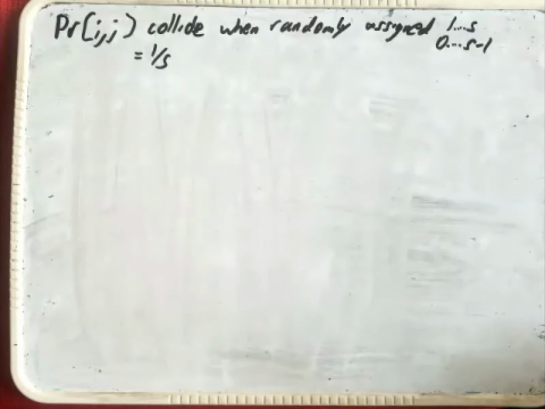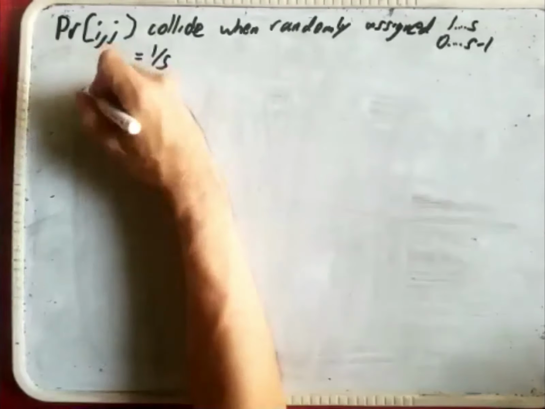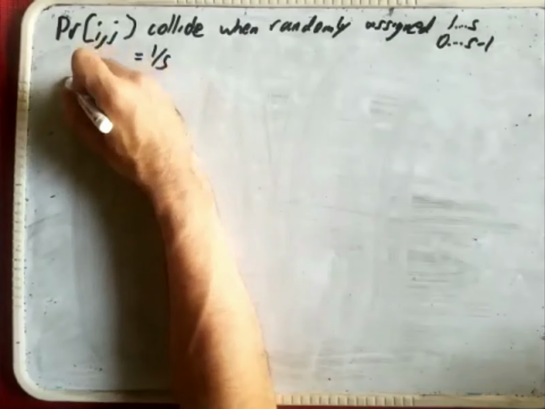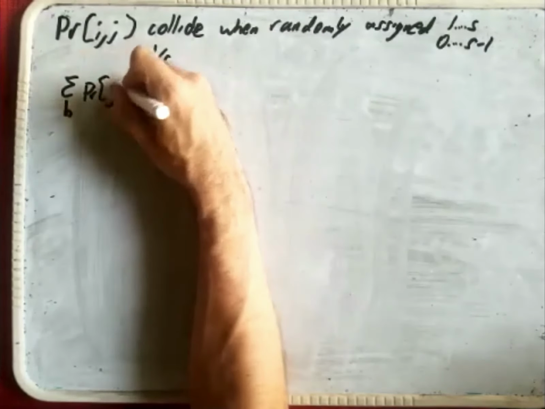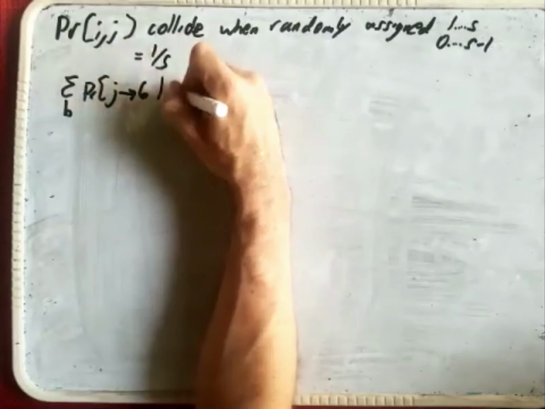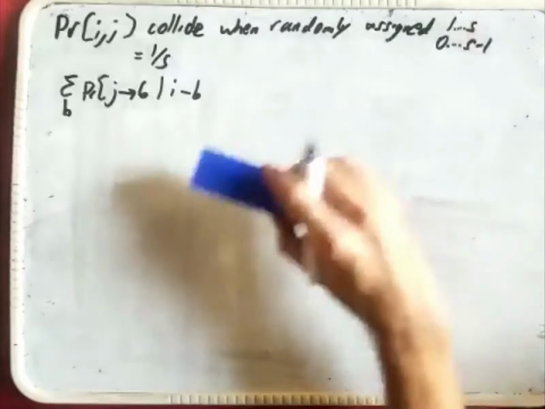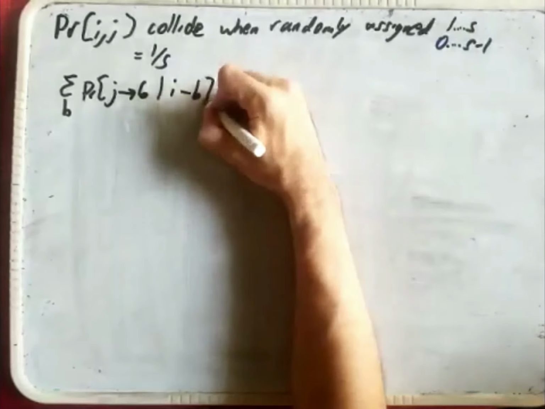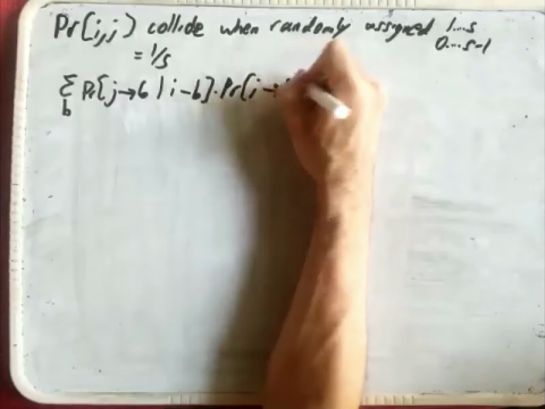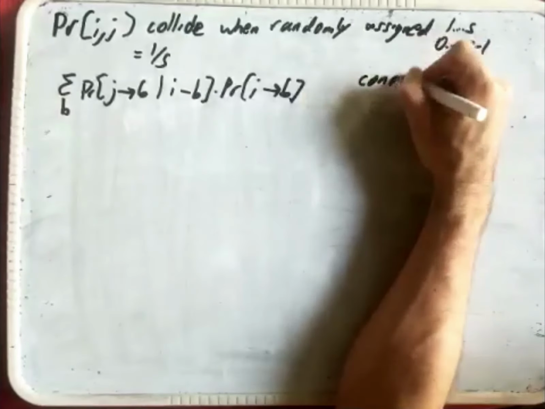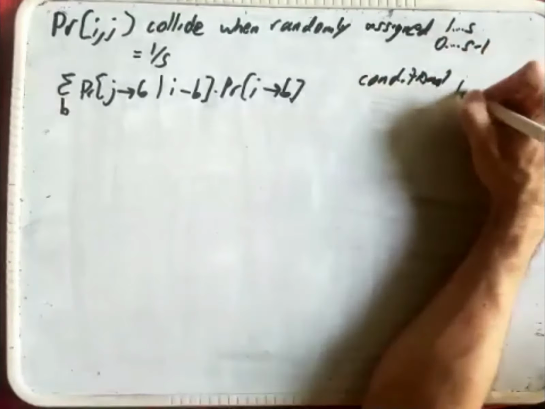And the way you can work this out, I mean, it should be intuitive, but what you're doing formally is saying, let's condition on where I is. And now we just need the probability that J takes on a particular value. So it's the sum over all possible buckets B of the probability that J goes to B conditioned on I going to B, times the probability that I goes to B. And you can work that out. Conditional probability is another one of the key concepts that I expect that you already know.